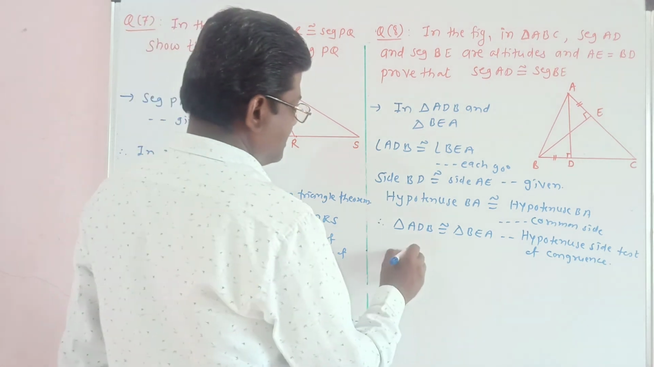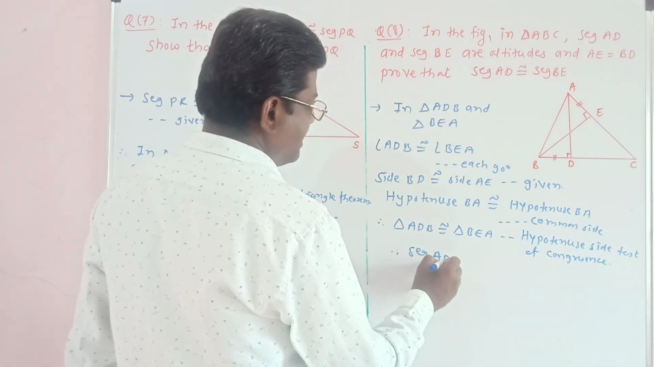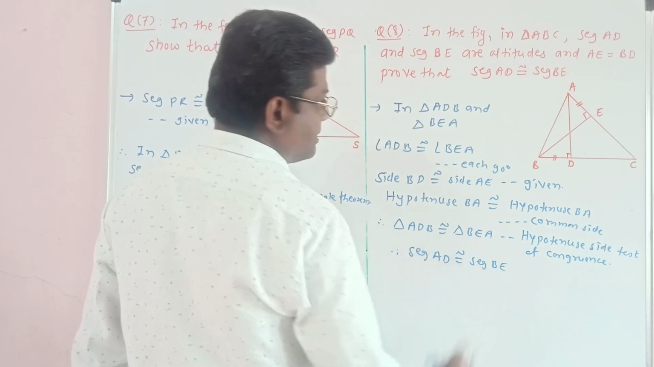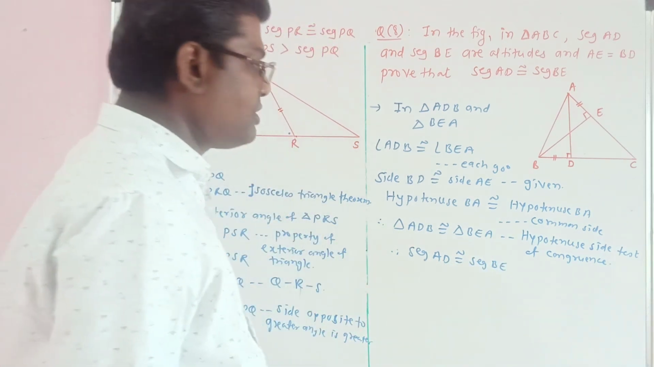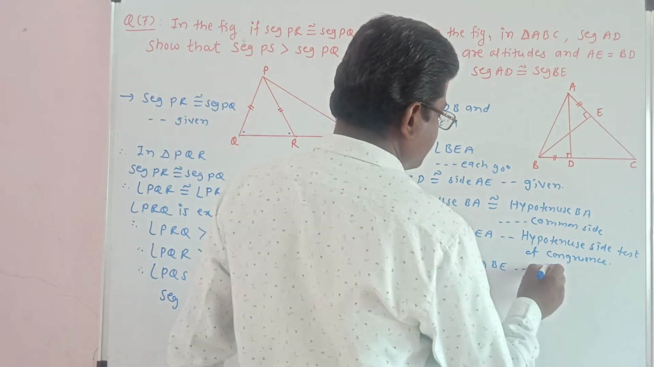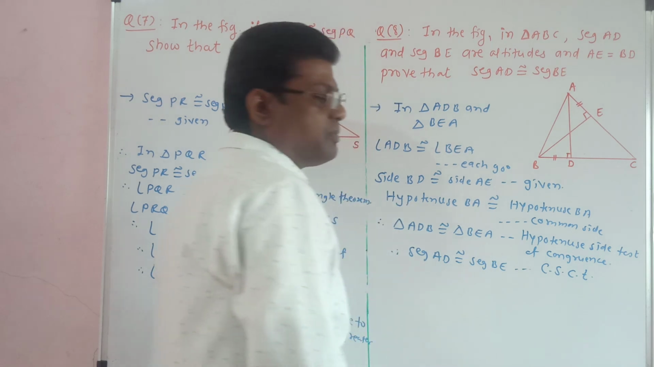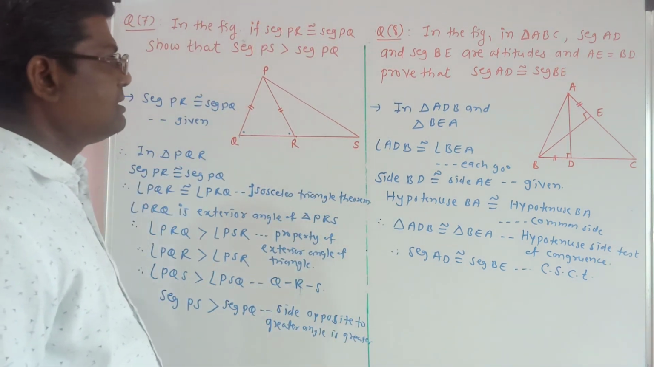Therefore, segment AD congruent segment BE, corresponding sides of congruent triangles, CSCT, is proved.